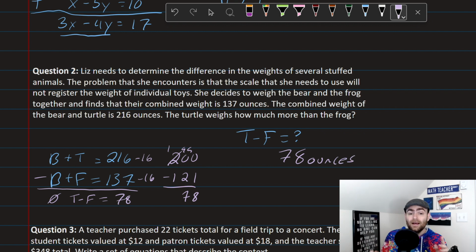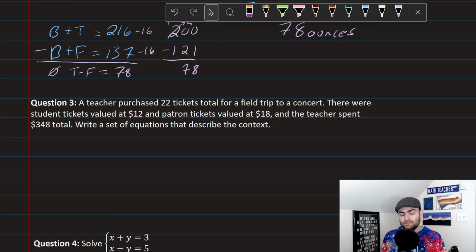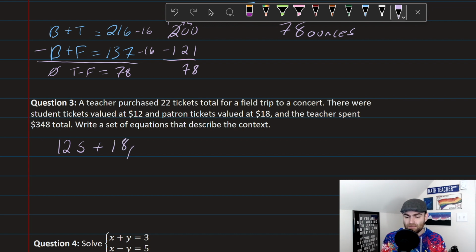Not too bad. You can use some tricks to make some math a little bit nicer for you. The next one: a teacher purchased 22 tickets total for a field trip to a concert. There were student tickets priced at $12, so $12 per student ticket, plus $18 for the patron tickets.